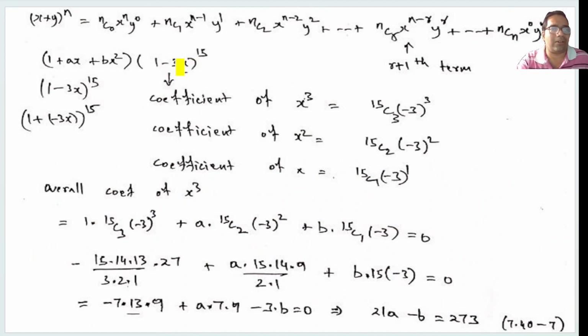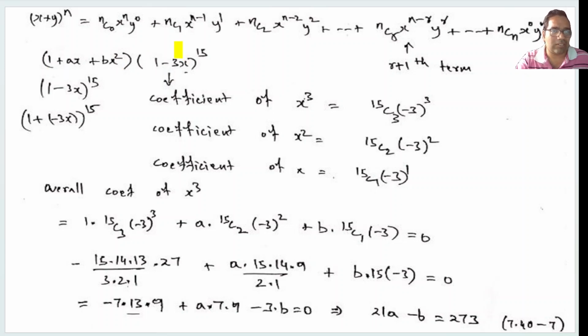The overall coefficient of x cube in the entire product is whatever directly comes as 1 into the x cube coefficient in this, or a into the coefficient of x square in this, or b into the coefficient of x here. The sum of all three will be the total x cube coefficient.